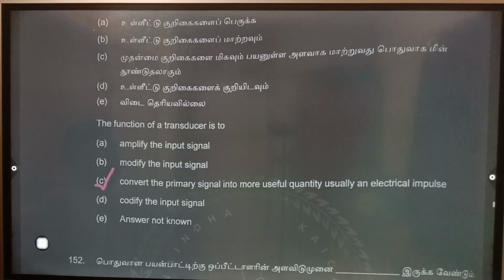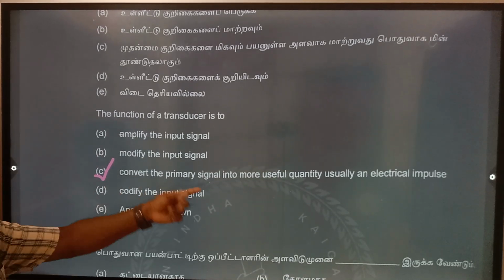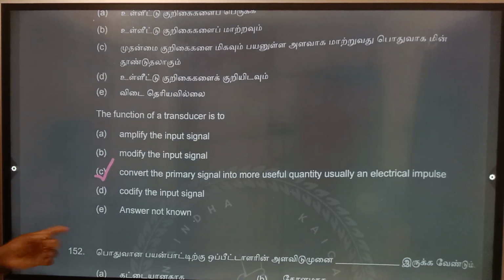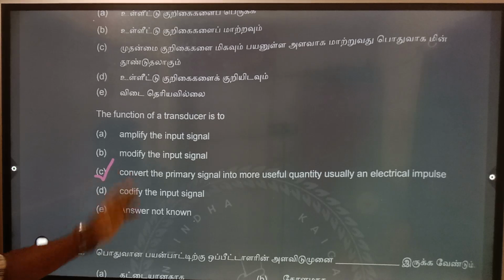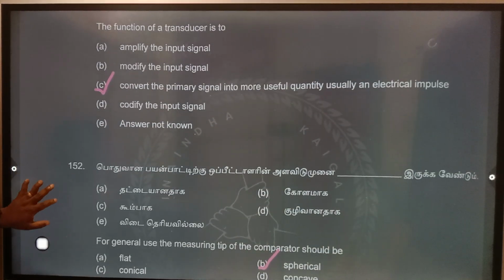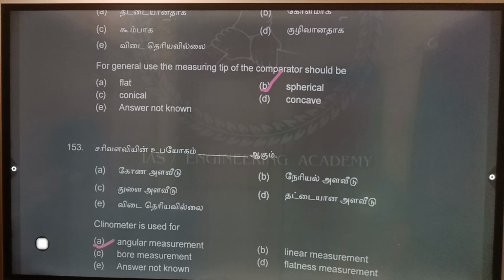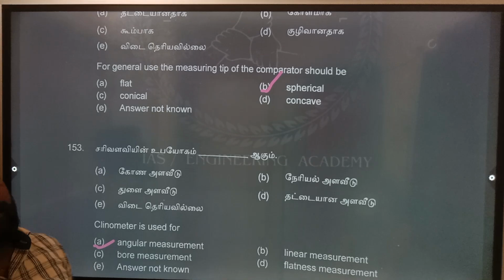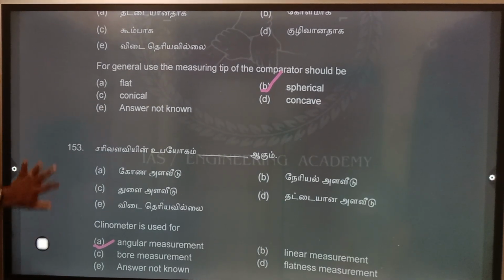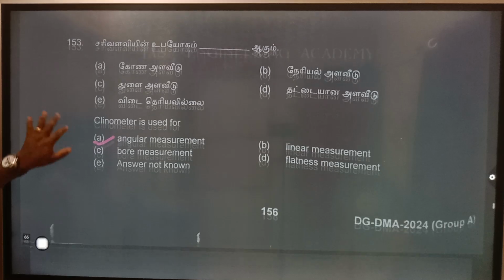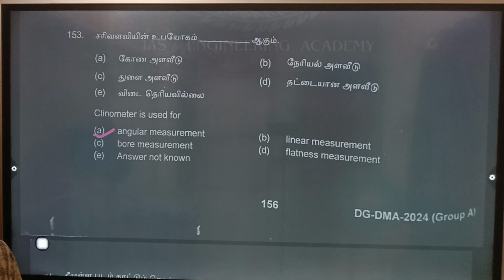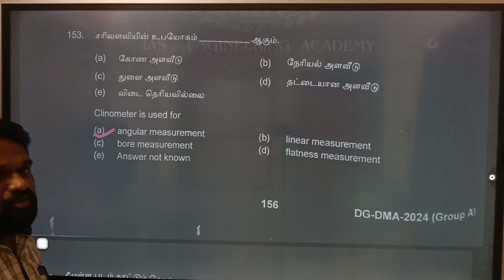151. The function of a transducer is to convert the primary signal into more useful quantity, usually an electrical impulse. அதுக்கு தான் transducer யூஸ் பண்ணுவாங்க. So 151 answer is C. 152. For general use, the measuring tip of the comparator should be spherical. Answer is B. 153 clinometer, angular measurement. Maybe உங்களோட ஸ்கூல் டேஸ்ல எல்லாம் clinometer நீங்க டிஸ்கஸ் பண்ணிருக்கும்னு நினைக்கிறேன். Clinometer angular measurement தான் யூஸ் பண்ணுவாங்க.